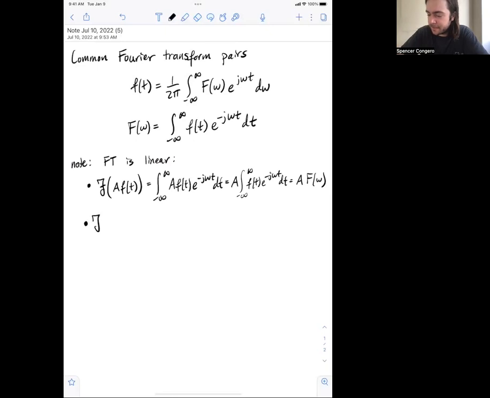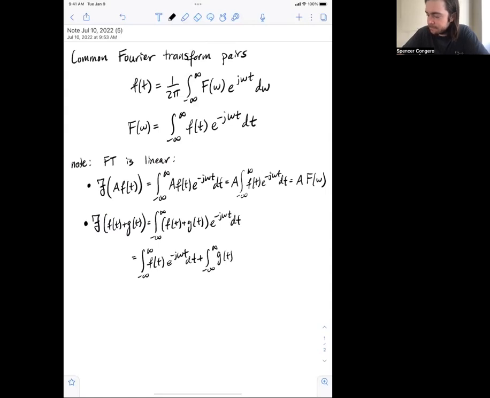And the other property we need to say that this thing is linear is what happens when I add two functions, f of t plus g of t. Again, I can do a similar thing: f of t plus g of t, times e to the negative j omega t dt for the Fourier transform. Now I can split up this integral into two. I get f of t e to the negative j omega t dt plus the same integral with g of t, e to the negative j omega t dt. And of course, this is just the Fourier transform of f plus the Fourier transform of g. So the Fourier transform of a sum is just the sum of the Fourier transforms.